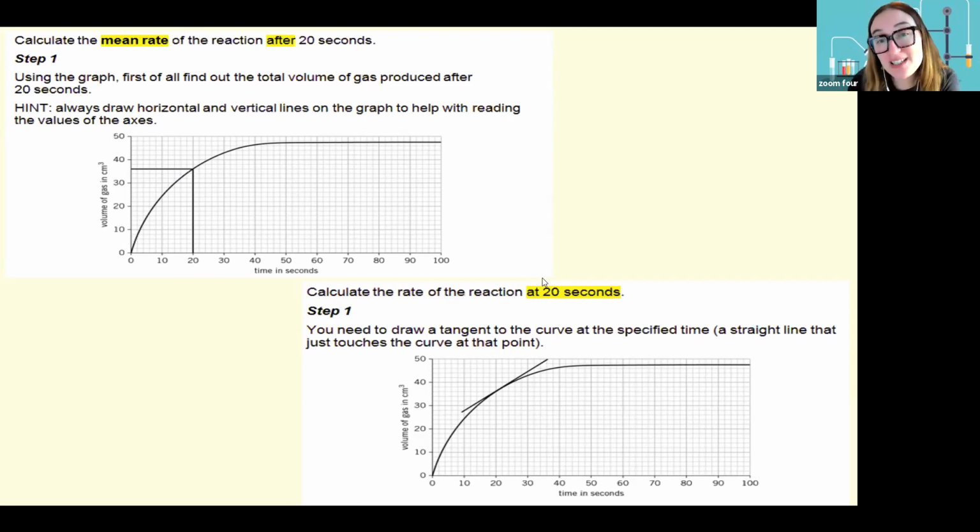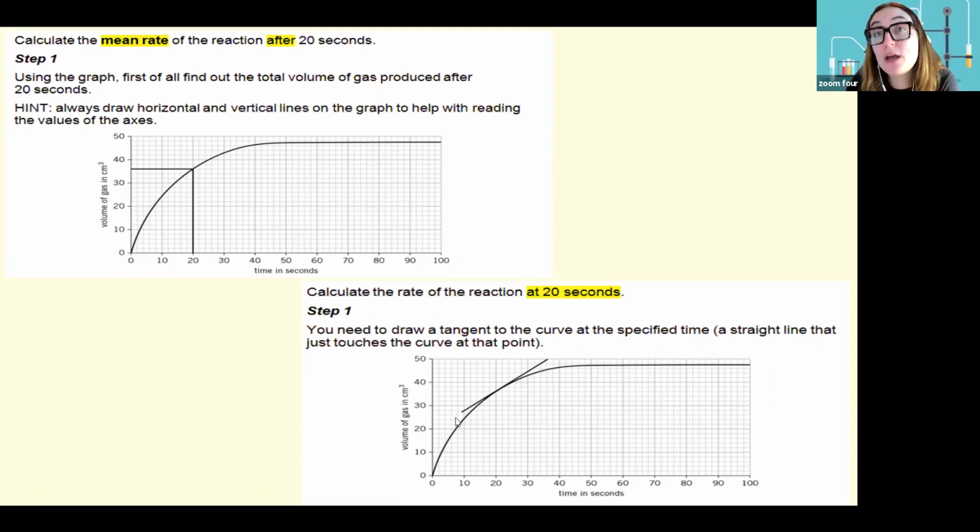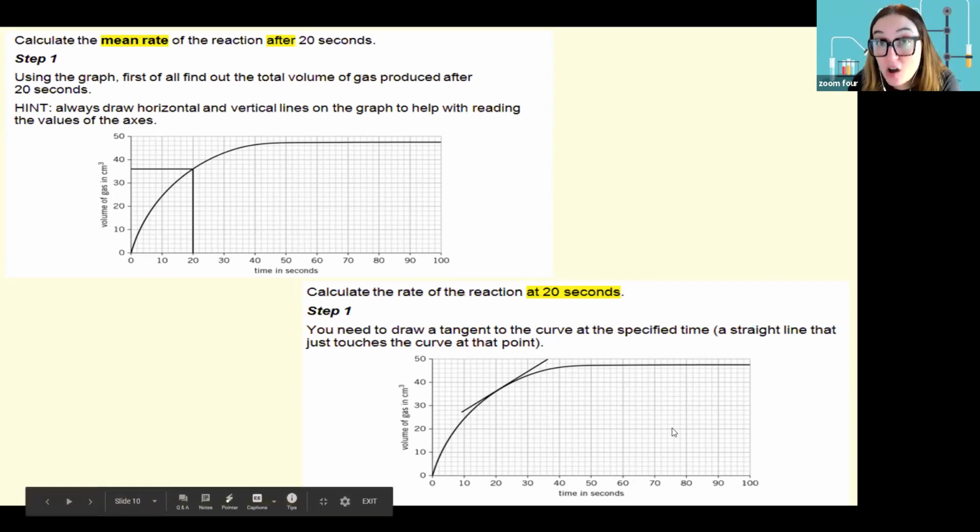However, if the question says, what is the rate of reaction at 20 seconds? Here, we're not asking you to say, well, what is the rate of reaction after all of this time? We're asking, at this specific point, how fast is the reaction going? And when you do that, you have to draw a tangent. Sometimes all they'll want you to say in the exam is that you know you need to draw a tangent to measure the gradient of the line here. Sometimes you have to actually do it. And this is a higher only piece of content, and it is tougher.